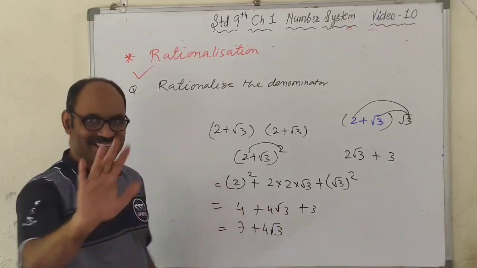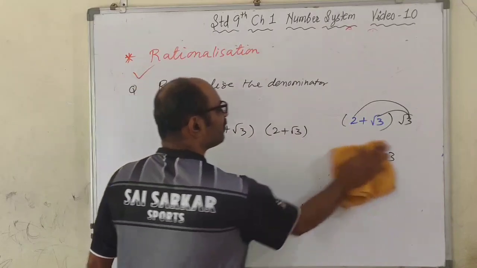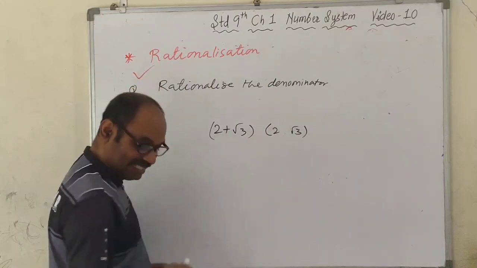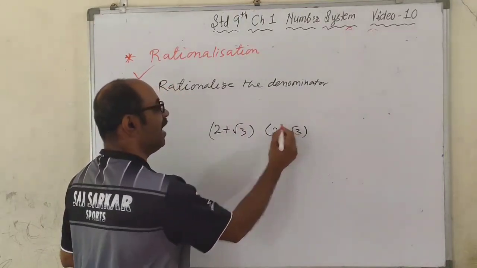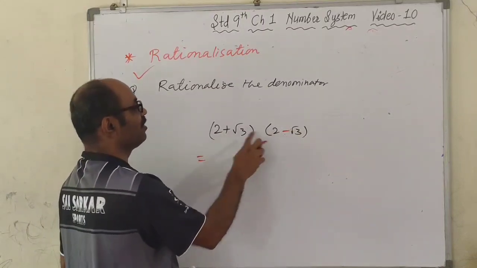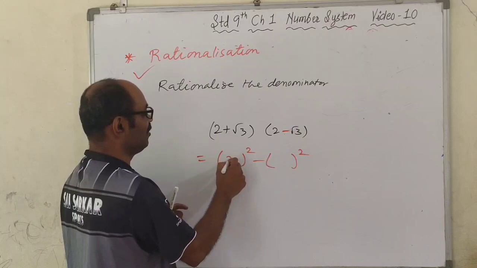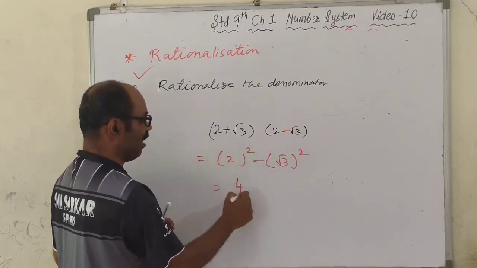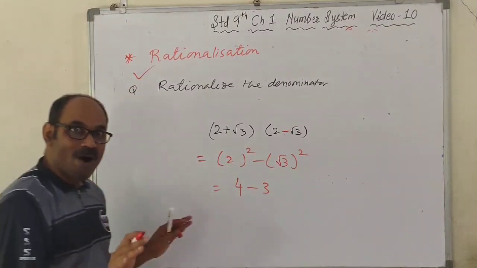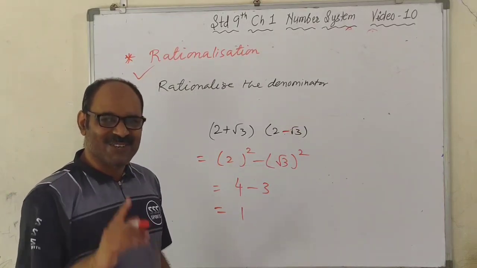Children, it is not rationalized. Still an irrational number is there. So what shall we do? If it is a binomial, here there is plus, so take minus here. Okay, take this binomial. First term same, second term opposite. First term square minus second term square. First term is 2, second term is root 3. 2 square is 4, minus root 3 square is 3. Root is gone. 4 minus 3 is 1. So the denominator is rationalized.